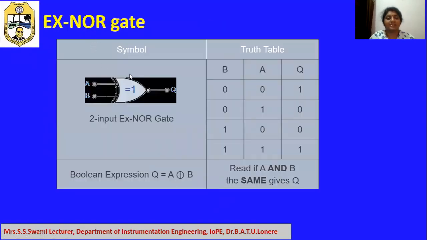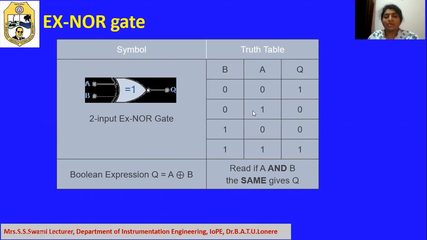XOR gate. This is the symbol for XOR gate. This is the truth table. This is the Boolean expression. And what happens when B is equal to 0 and A is equal to 0, output is 1.